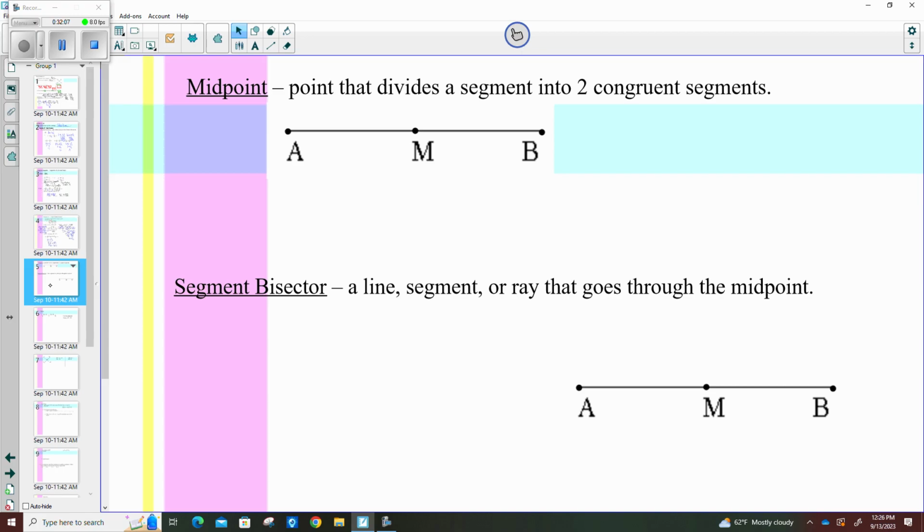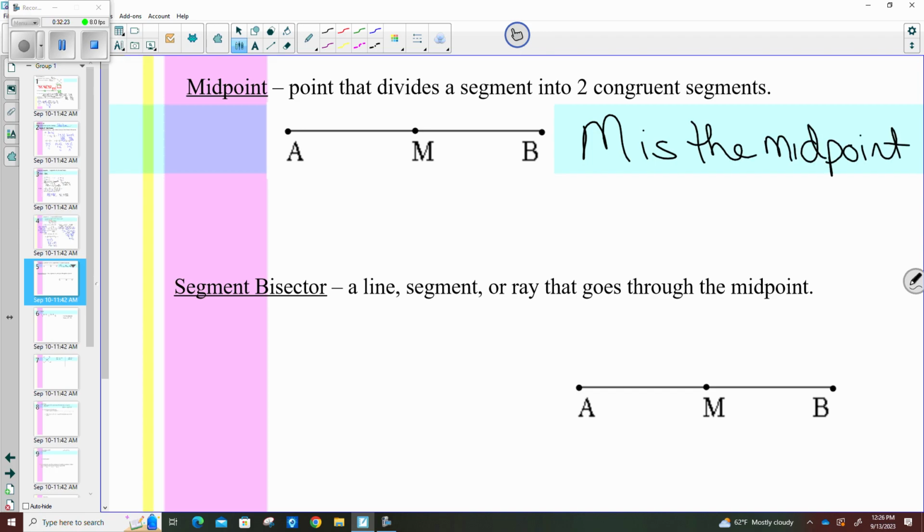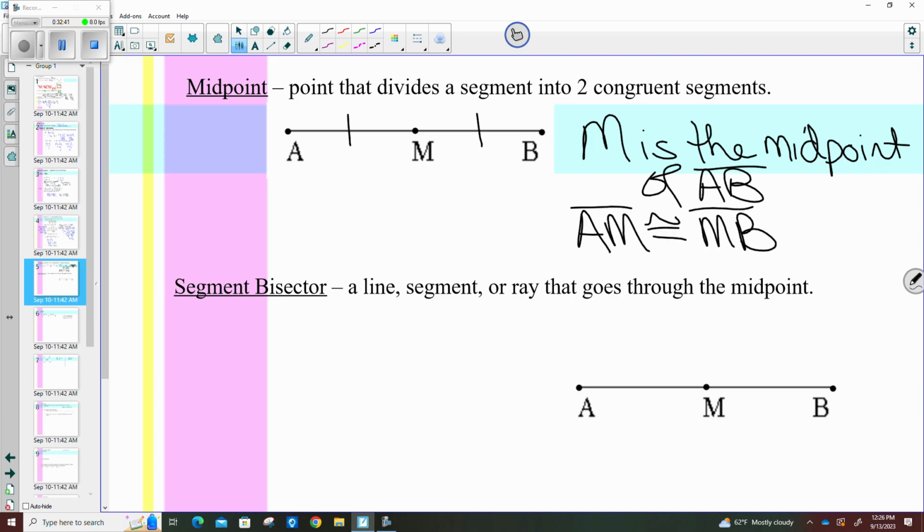On the next page, we have another definition. It's a midpoint, a point that divides a segment into two congruent segments. We can either be told it and just be said that M is the midpoint of AB, or we might have it on the picture with tick marks, which would tell us that segment AM is congruent to segment MB. And again, whichever order you put those letters in doesn't matter.